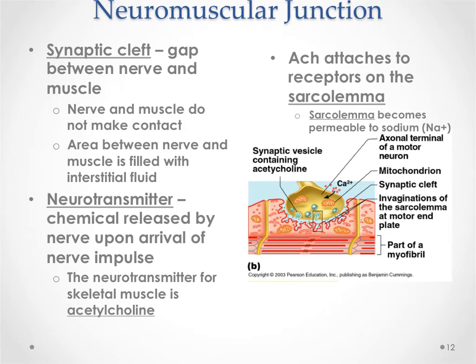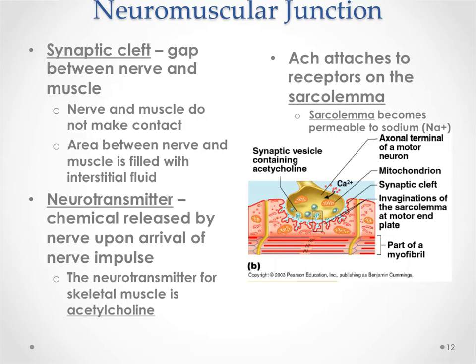Okay, so that space between the axon terminal and the muscle itself is called a synaptic cleft. It's a gap between the two. So the nerve and the muscle do not actually touch each other. And this space is filled with an interstitial fluid. So how does the impulse get across that space?